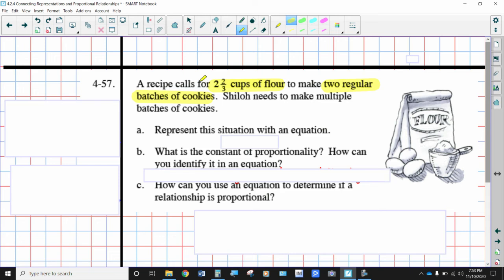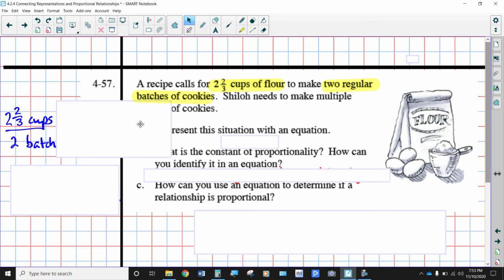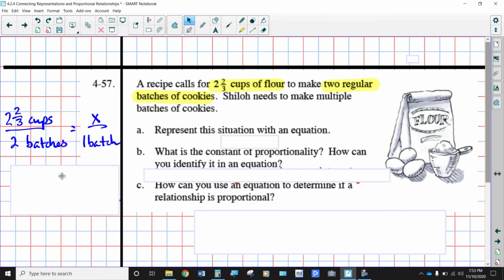Okay, so what we're going to do is we're going to set this up. That's our ratio, correct? Or our rate. 2 2/3 cups is the same as 2 batches. So to find the unit rate, we need to figure out how many cups there are in one batch. So it looks like we have to take half of 2 2/3. So I want you to pause the video and see if you can figure that out. What is 2 2/3 divided by 2?